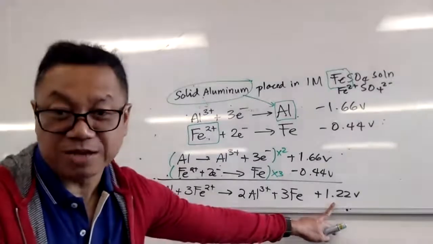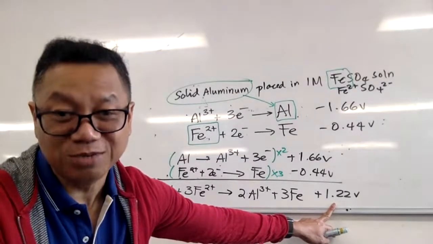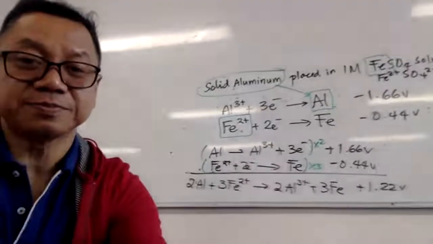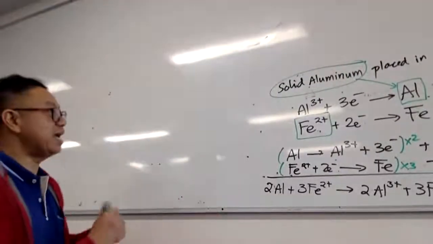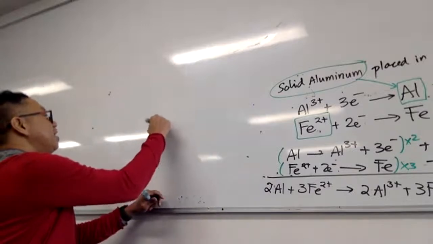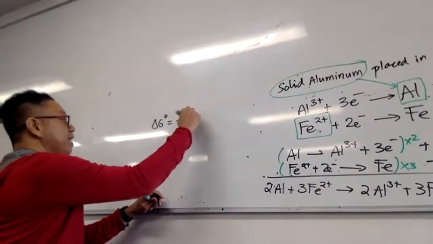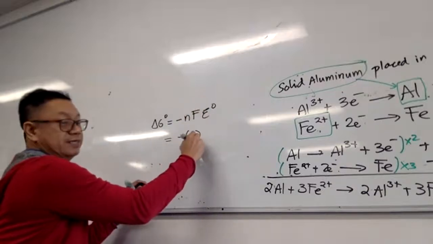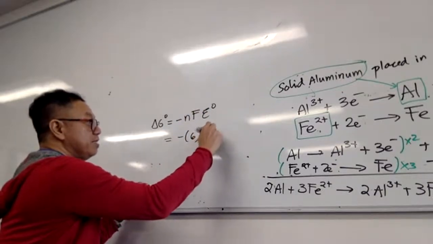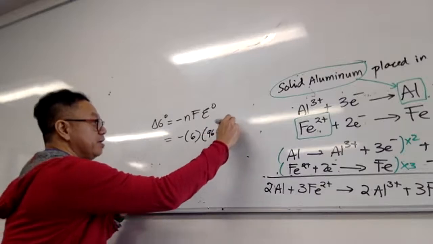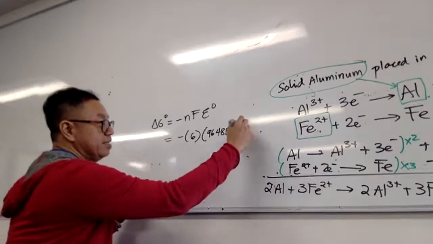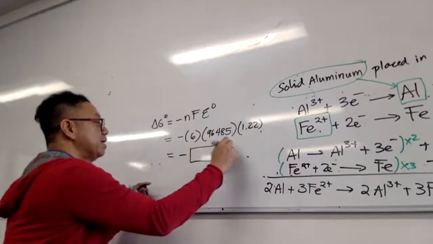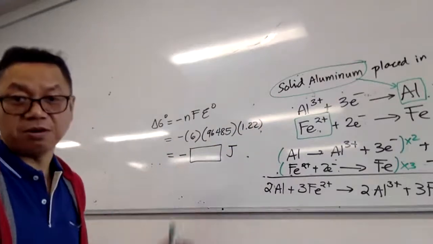Spontaneous or not spontaneous? Do you think this will happen or not? If the E is positive, obviously your delta G will be negative, so it will happen. Which means that delta G naught is equal to negative n F E naught. So it will be negative 6 times 96,485 times, what's my E naught? 1.22. And your number will be a negative number.